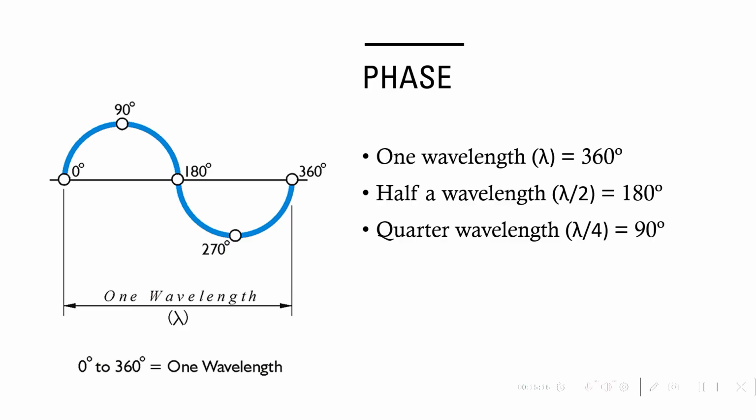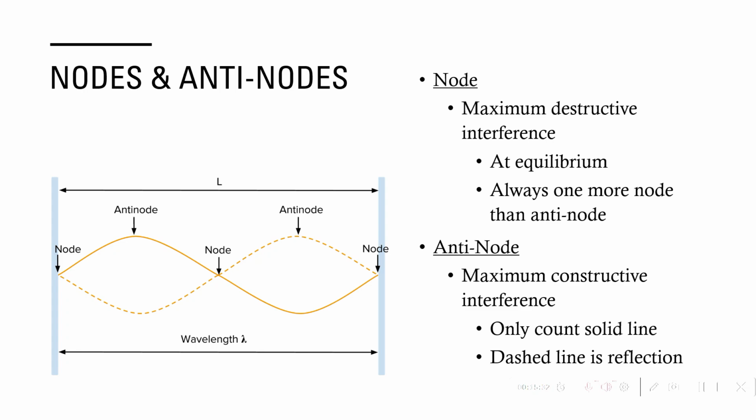Phase. The two big ones are the big one is 180. So here, and here is 180 and halfway across. And that's when something is 180 degrees out of phase. That is usually when destructive interference happens. Maximum destructive interference is when your nodes happen. That's when you have the lowest point.